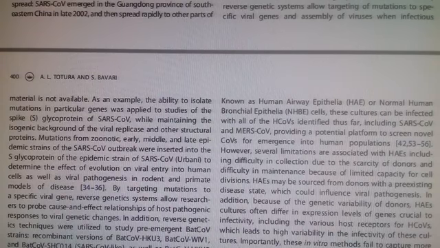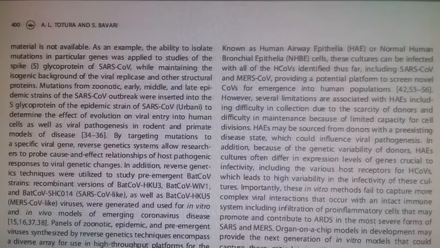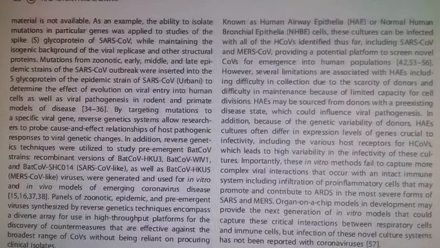By targeting mutations to a specific viral gene, reverse genetic systems allow researchers to probe cause and effect relationships of host pathogenic responses to viral genetic changes. In addition, reverse genetics techniques were utilized to study pre-emergent BatCoV strains. Recombinant versions of BatCoV HKU3, BatCoV WIV1, and BatCoV SHC014, SARS-CoV-like, as well as BatCoV HKU5, MERS-CoV-like viruses, were generated and used for in vitro and in vivo models of emerging coronavirus disease.